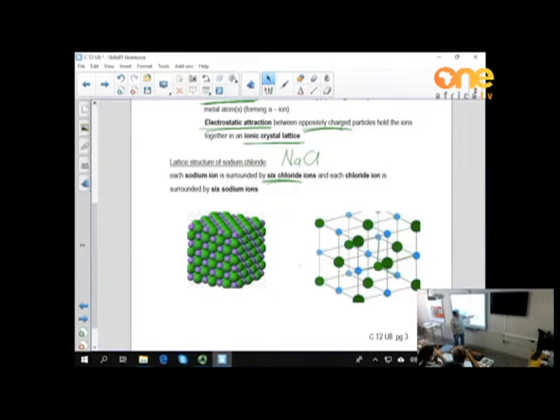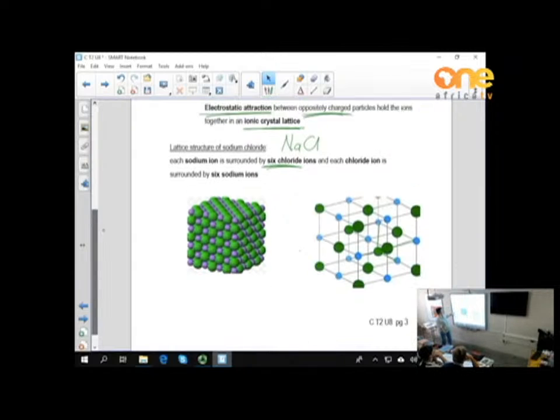surrounded by 1, 2, 3, 4. Which one? That one? Yes, okay, there. We go 1, 2, 3, 4, 5, 6. So each ion is surrounded by 6 ions of the opposite charge, forming a very dense cubic structure, and that makes the crystalline structure of sodium chloride quite unique.